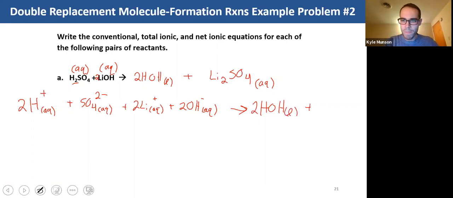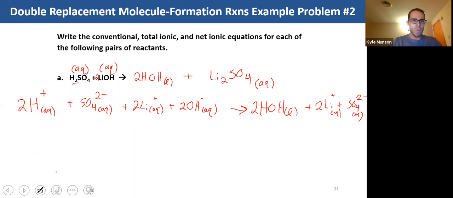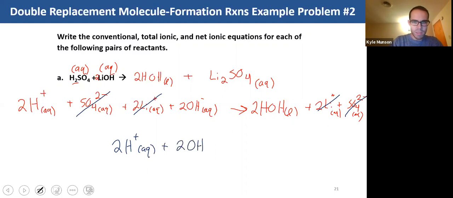Plus, I'm going to run out of room. 2 lithiums, these guys are aqueous, SO4 2 minus, aqueous. Kind of run out of room there. So what's going to cancel here? By the look of it, the sulfate ion is going to cancel. The lithium is going to cancel. And I'm left with 2 protons plus 2 hydroxides gives me 2 waters.